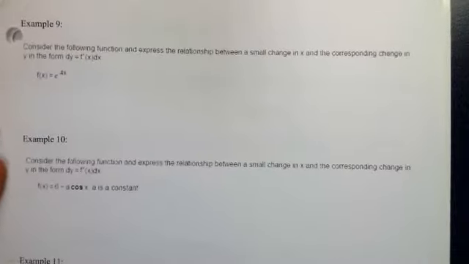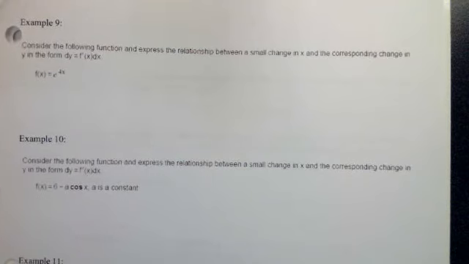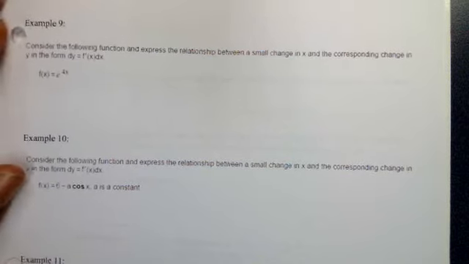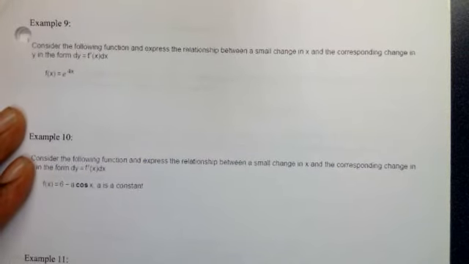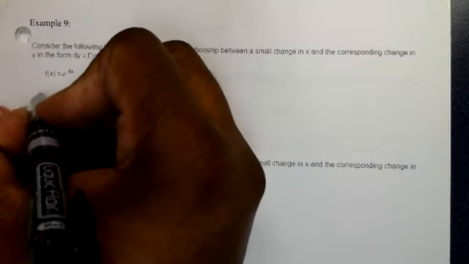Okay. Now on to the last page. Example 9. Here we got f of x equal e to the 4x, and we're going to express the relationship between a small change in x and the corresponding change in y in the form dy is equal to f prime of x dx. All right, in this case, let's find the derivative of e to the 4x. Here we have to apply the chain rule.